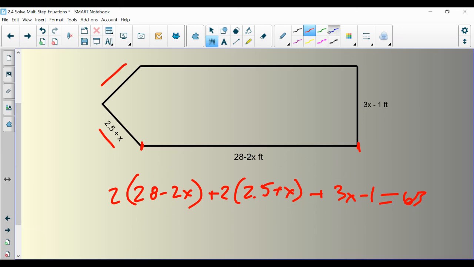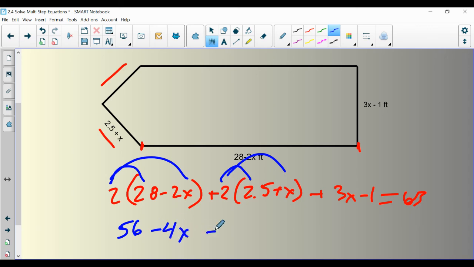So let's go ahead and start simplifying this. What I have to do in this problem is distribute the 2. Distribute that 2 to get rid of the parentheses. 56 minus 4x plus 5 plus 2x plus 3x minus 1 equals 63.